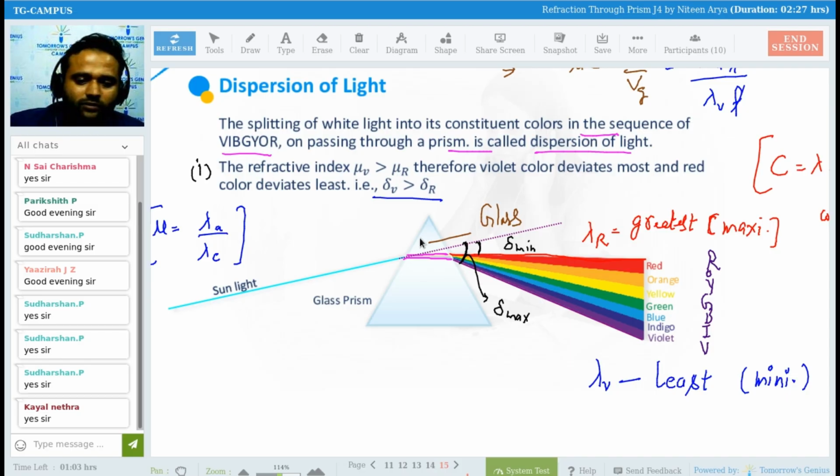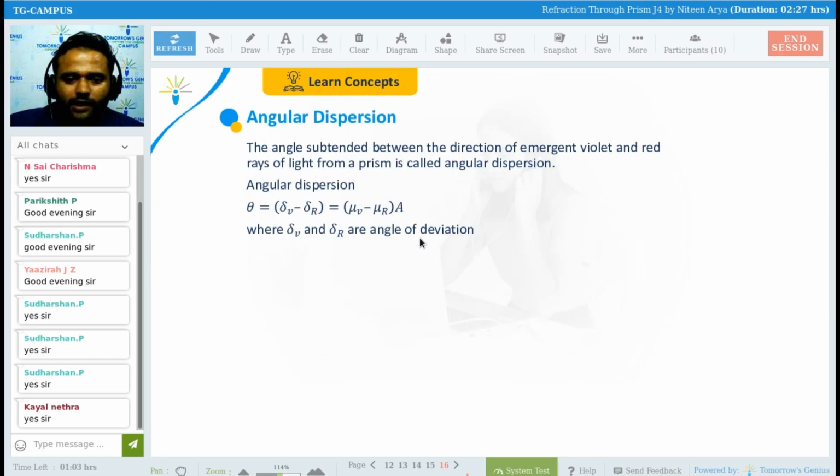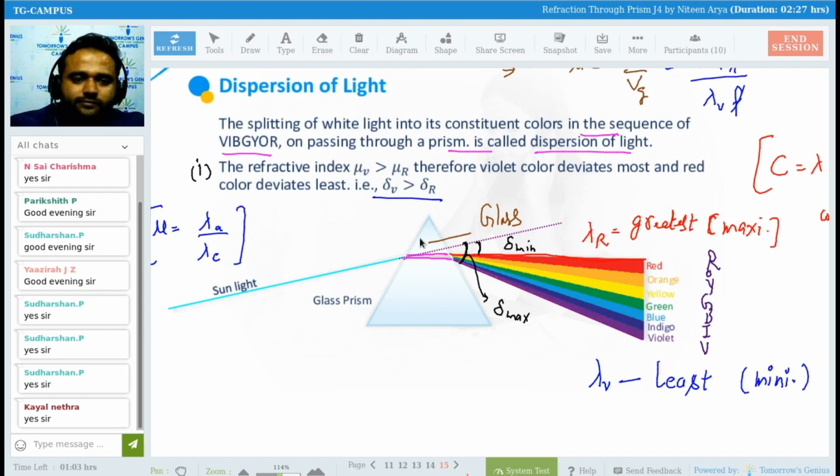Okay, got it. Good. Now, angular dispersion. Angular dispersion is nothing but the angle theta, the angle subtended between the direction of emergent violet and red. This thing, I already made this. This one is your angular dispersion. Clear? Wait, I can draw. I can paste this diagram again.